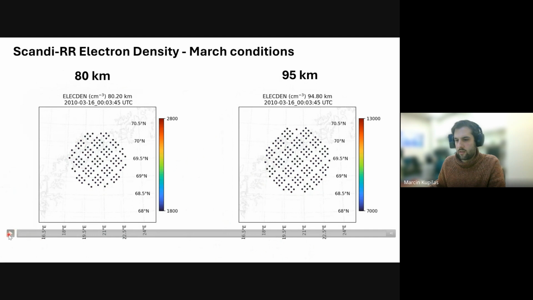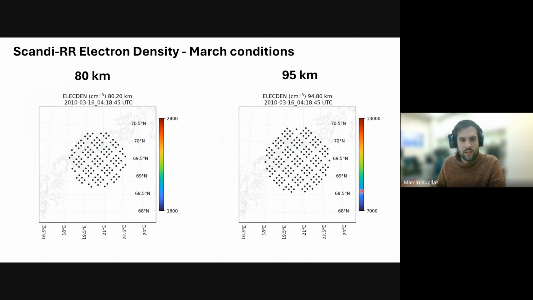Again, just looking here at the electron density. This is again set up for daytime conditions. You can see that there's quite a considerable amount of variability seen in these regions. So 80 kilometers is roughly at the top of the D region, base of the E region, and 95 kilometers is situated right in the middle of the E region. And you can see that there's a considerable amount of variability seen in the model that would likely be picked up by the instrument.